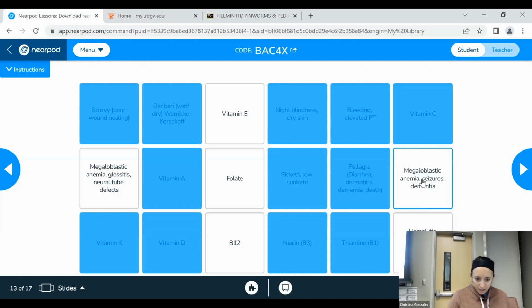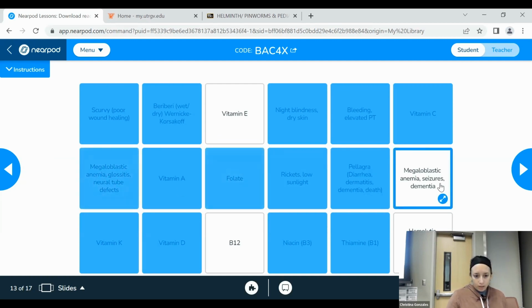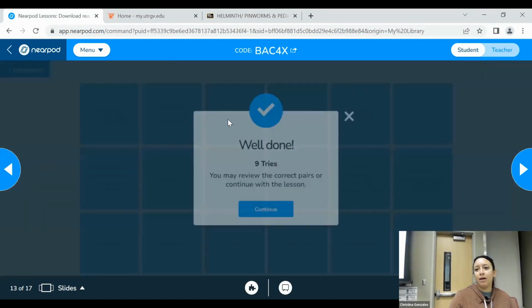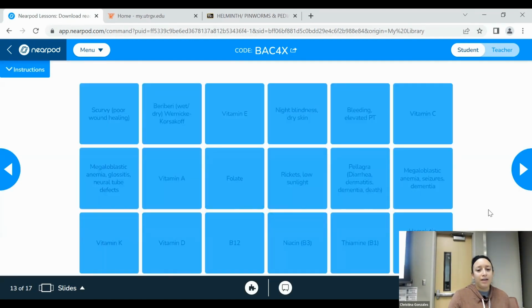Okay. Let's see. Megaloblastic anemia with neural tube defects is going to be folate. Megaloblastic anemia, seizures, dementia, neural findings, B12. And then that one is by exclusion. We don't often test on vitamin E, but it can cause some hemolytic anemia and degenerative changes. I've never seen them ask about it on any test question, but I'd still be familiar with it. Okay.